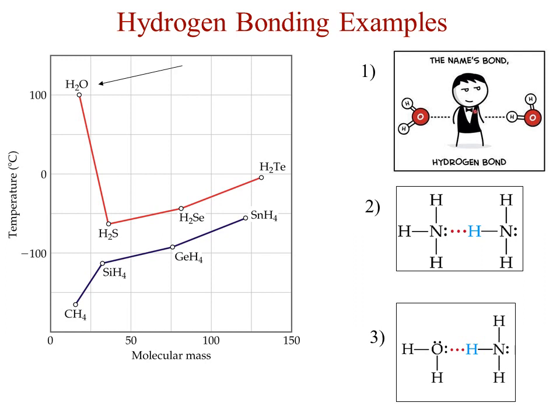In picture number 2, we have 2 ammonia molecules. The hydrogen of one is attracted to the lone pair on the nitrogen of another. And then in picture number 3, there's a water molecule attracting an ammonia molecule. And again, you see the electron pair of the oxygen attracted to the hydrogen.